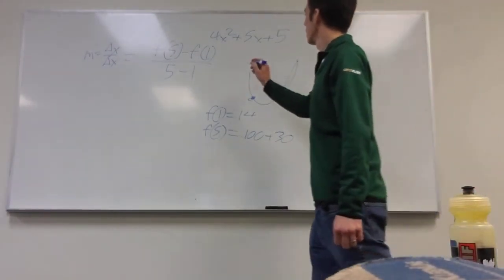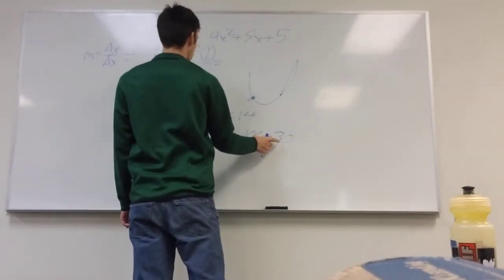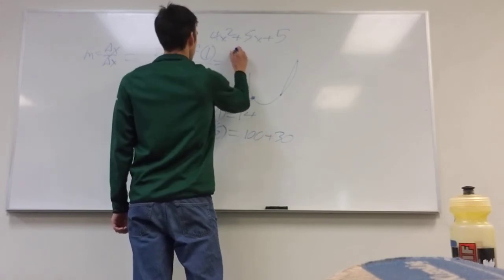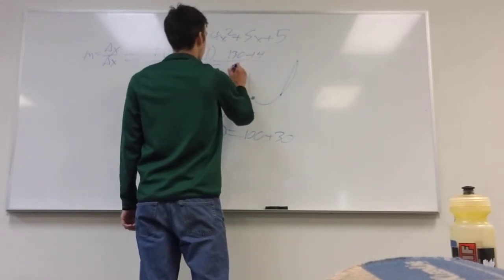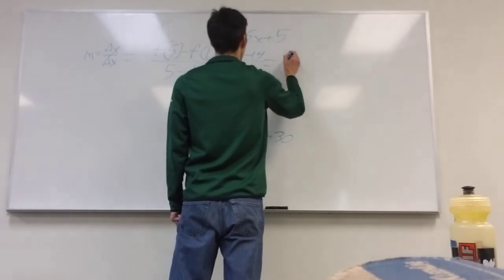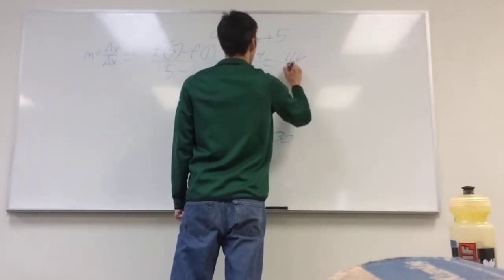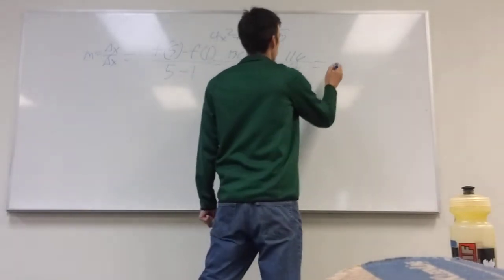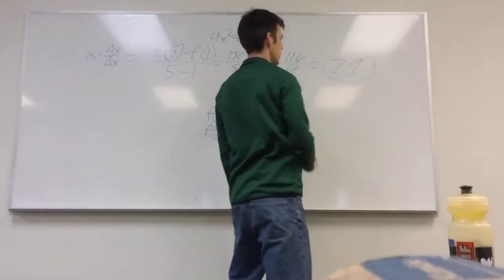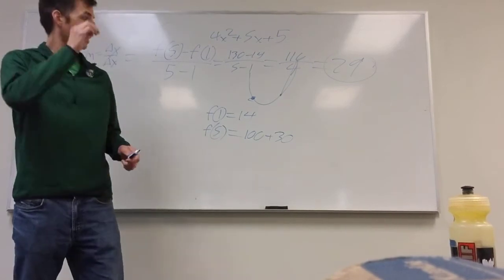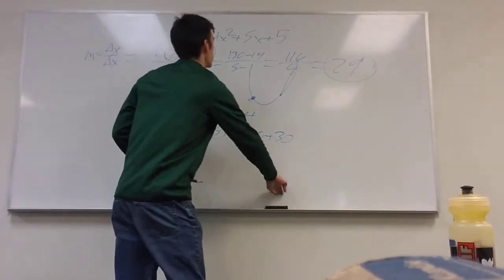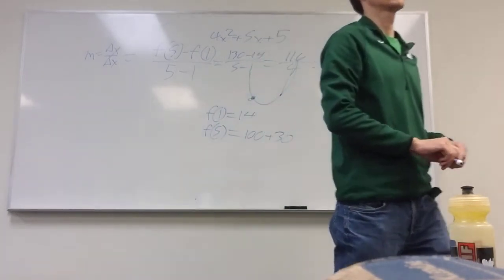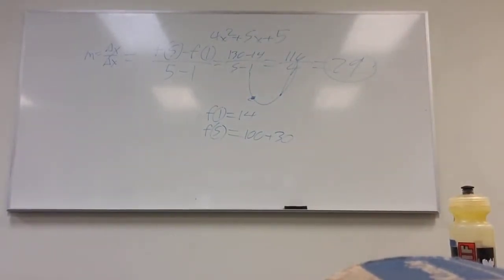So slope is going to be 130 minus 14 over 5 minus 1. 116 over 4, which is 29. Yeah, 29, okay? So I know I'm doing this really quick here. Hopefully you can put it on slow-mo.